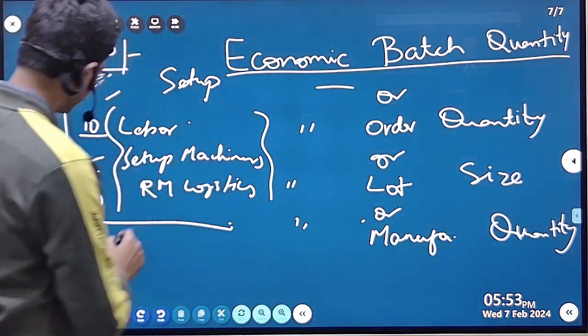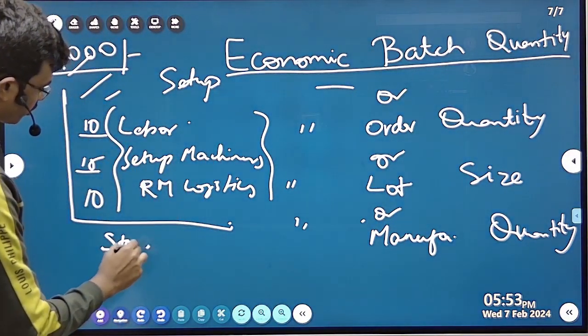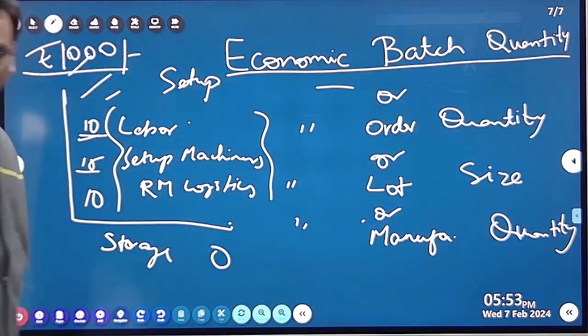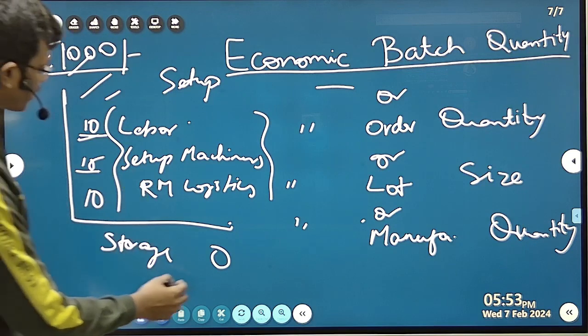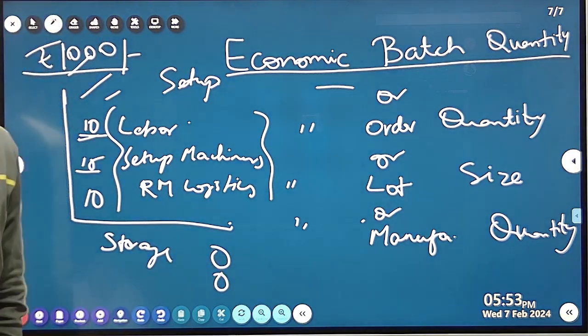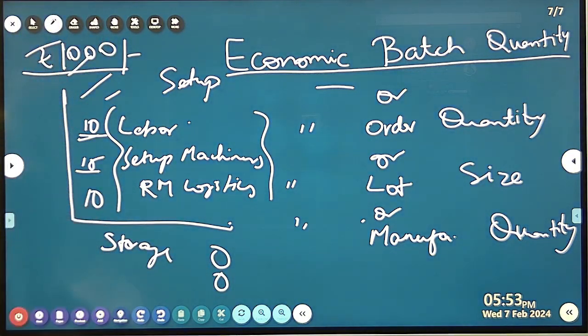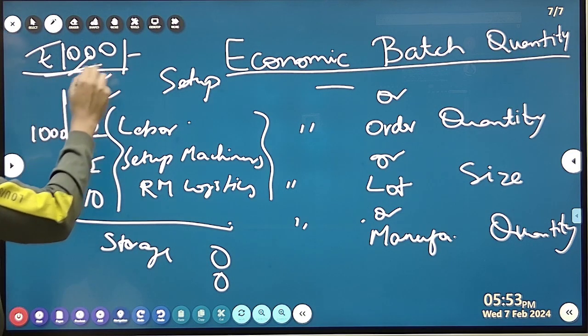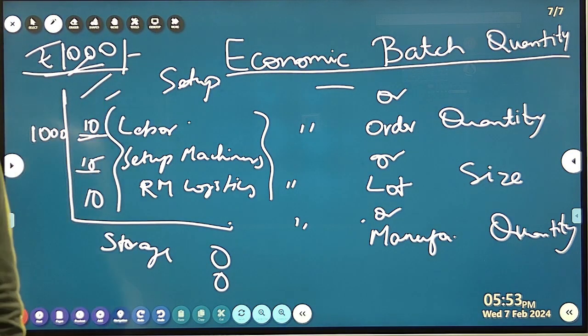And then again you will have your storage cost. Okay, so you are manufacturing 10 today and you are selling, so your storage cost is 0. And tomorrow you're manufacturing 15, you're doing 0. Now you want to economize this process, so you want to manufacture all of your 1,000 at once, so that you will incur only 1,000 once, right?